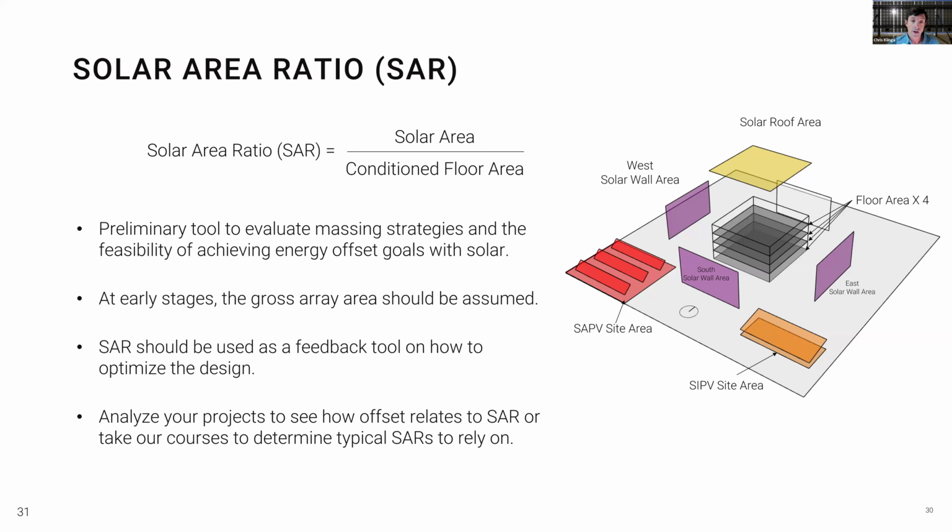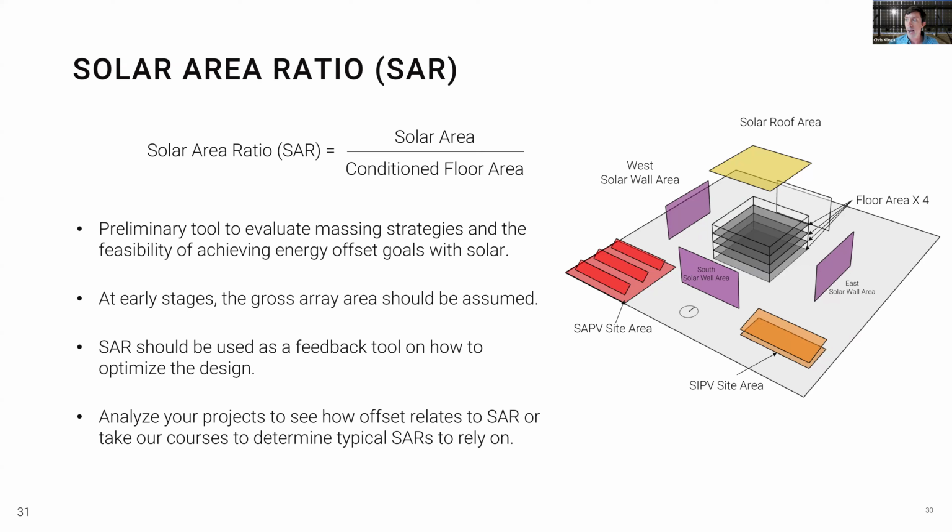At a low SAR, it will be very difficult to achieve aggressive offset goals. We encourage you to analyze your past projects to determine how your solar offsets have related to the solar area ratio. And simply put, the solar area ratio is the area you dedicate to solar as it compares to the conditioned floor area of the space.